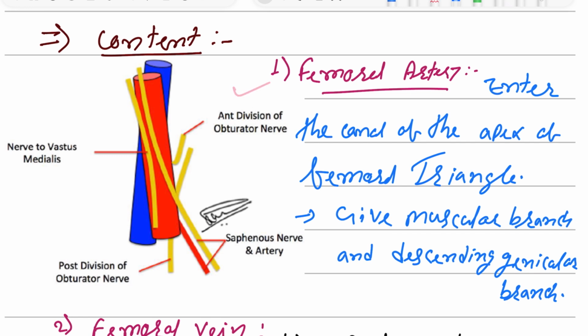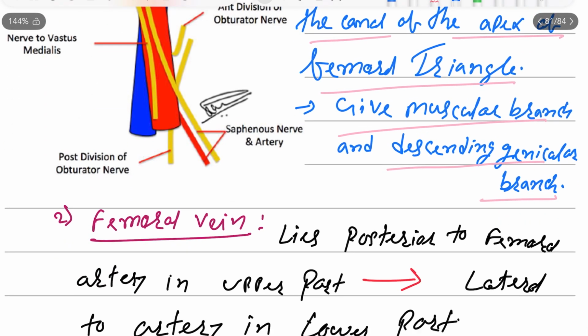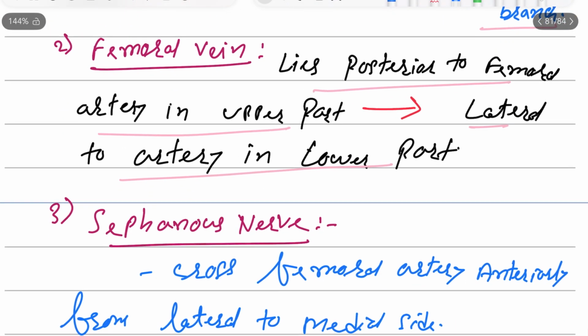Femoral artery: it enters the canal at the apex of the femoral triangle and gives muscular branches and descending genicular branches. The femoral vein lies posterior to the femoral artery in the upper part and lateral to the femoral artery in the lower part.